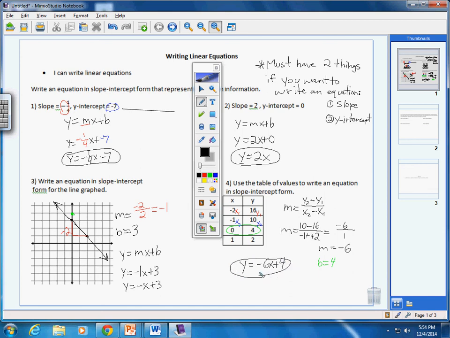This is an equation that represents this data right here. If you put this data on a graph and drew the line through it, it would look the same as if you took this equation and graphed it. Okay, all of these points lie on this line.